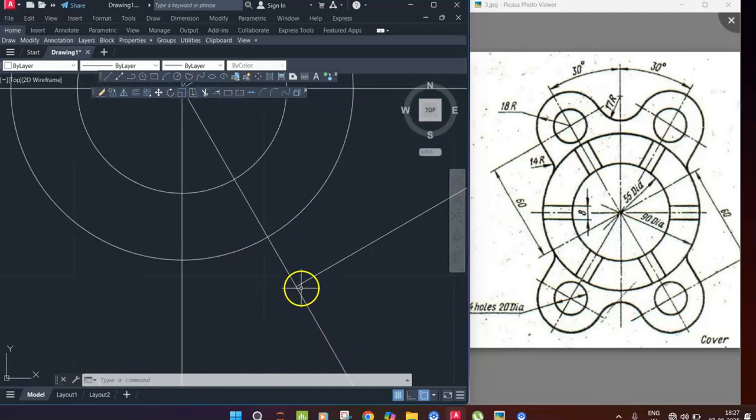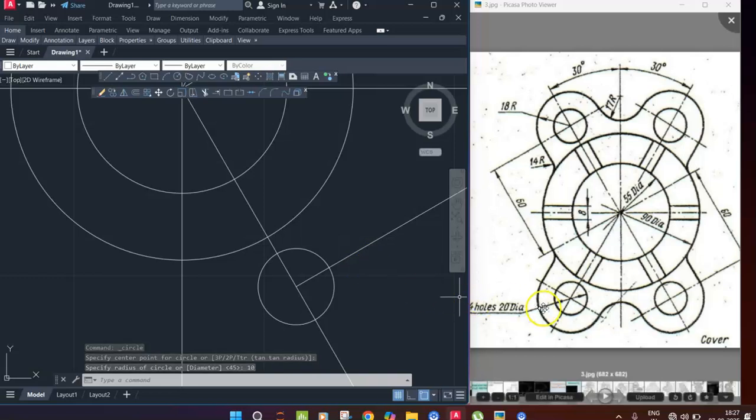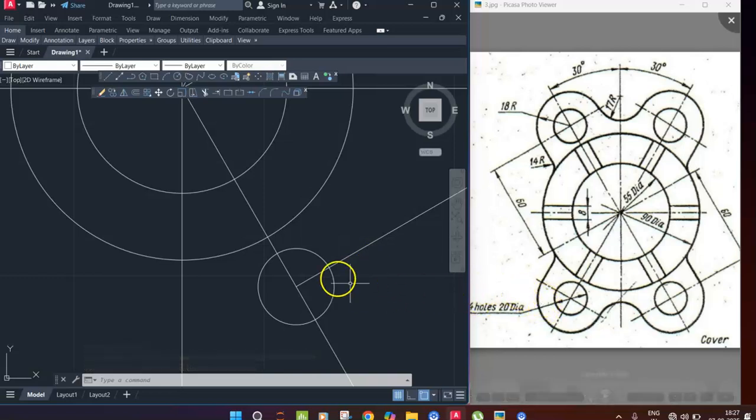So the point where it intersects this line, this is my circle. What is the circle radius? 20 diameter. That means 10 radius. 10 radius circle. Right? And what is the external one? 18 radius circle.